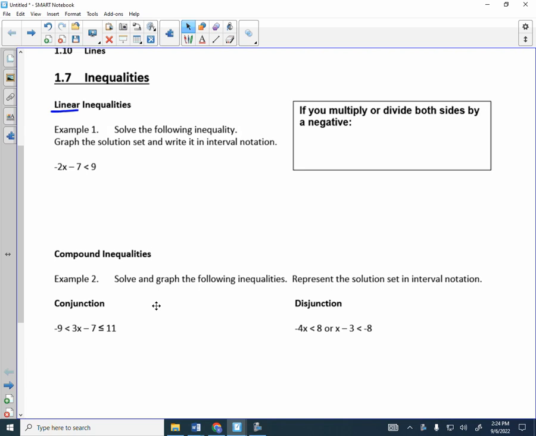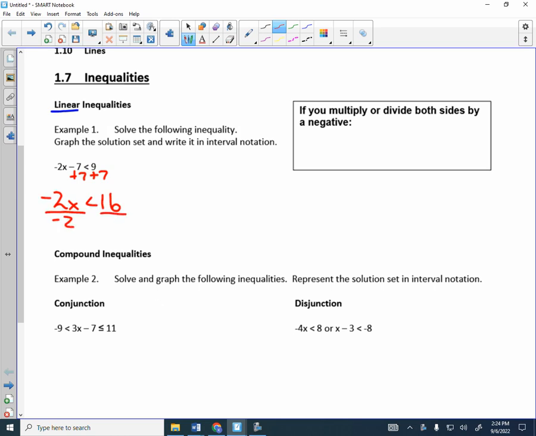Okay, we will start with the linear inequalities. Linear means it's x to the first degree. Notice that we have x to the first degree right here. When we solve this inequality, we start by adding 7 to both sides. We'll get negative 2x is less than 16.